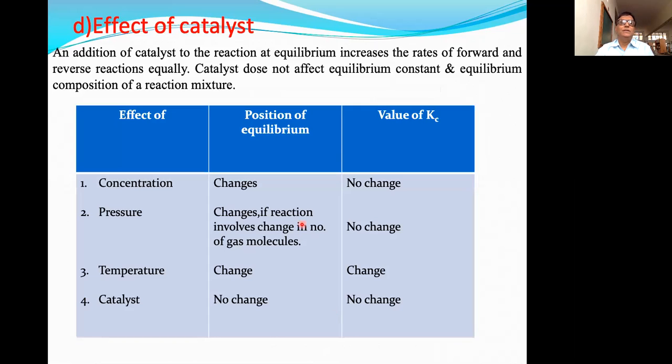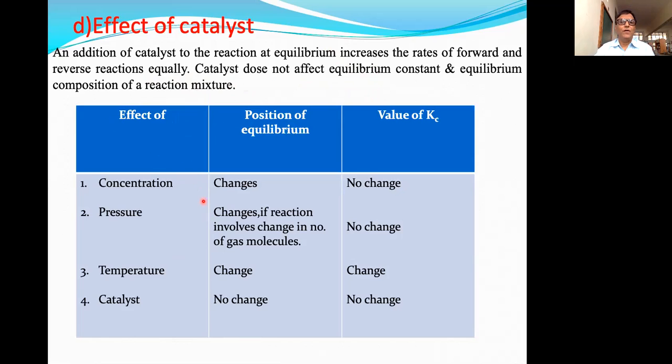Now we'll discuss the effect of catalyst. Addition of a catalyst to the reaction at equilibrium increases the rate of forward and reverse reactions equally. Catalyst does not affect the equilibrium constant, and the effect on the composition of the reaction mixture.